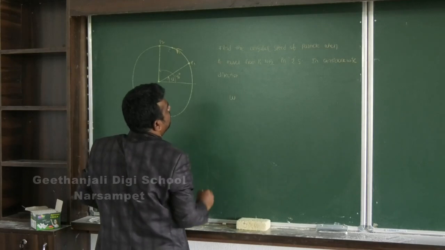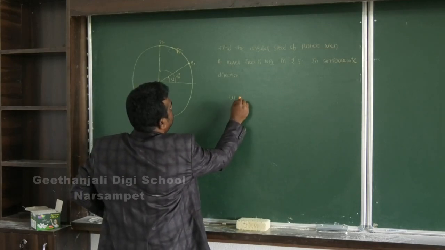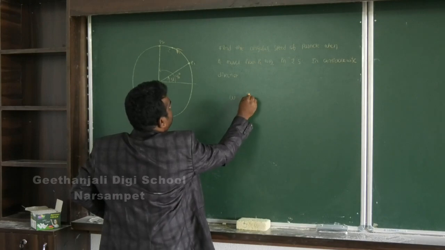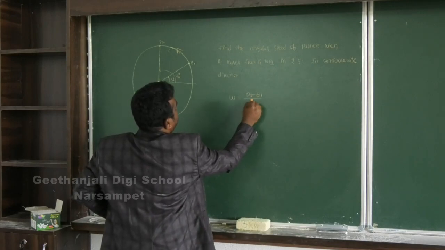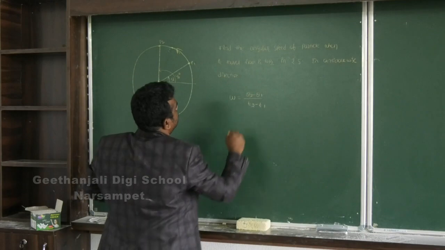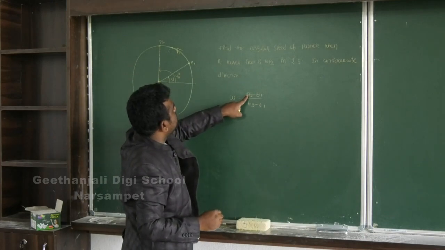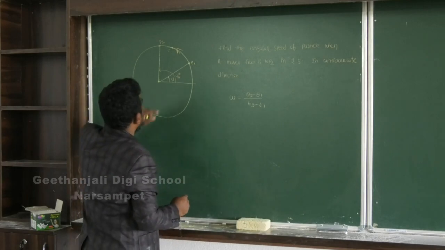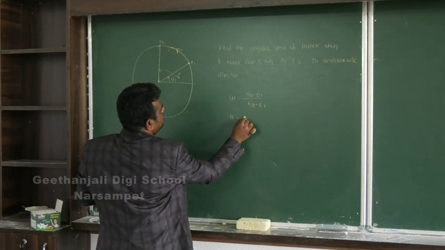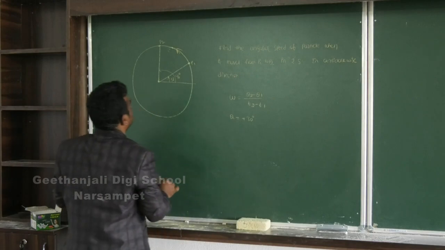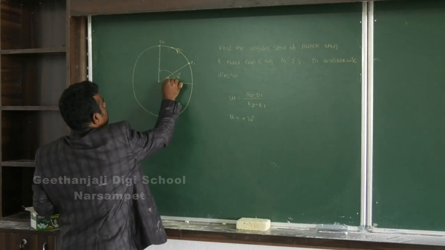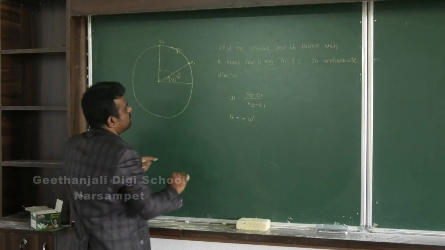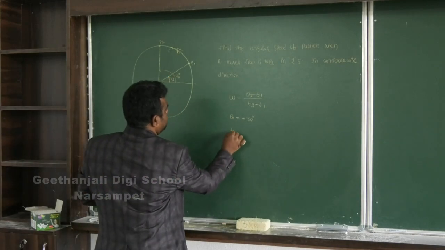So very simple, we know the magnitude of the angular velocity, angular speed is equal to theta 2 minus theta 1 by T2 minus T1. What is this? It is the net angular displacement by total time taken. Yes. So first, theta 1 is equal to plus 30 degree. Why plus 30 degree? This is theta 1. We are measuring in the anti-clockwise direction. Anti-clockwise direction means positive.